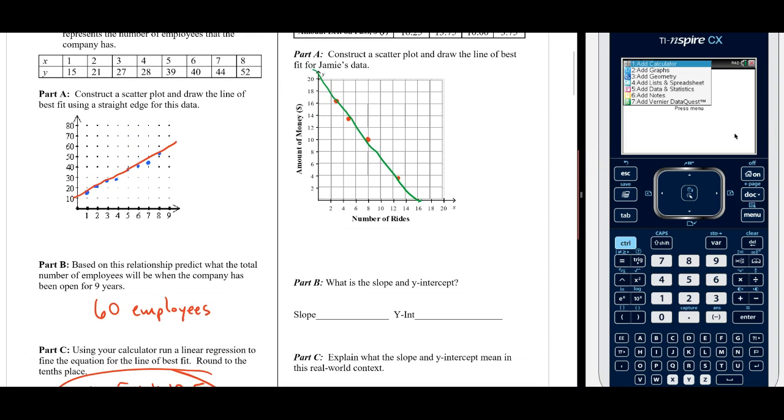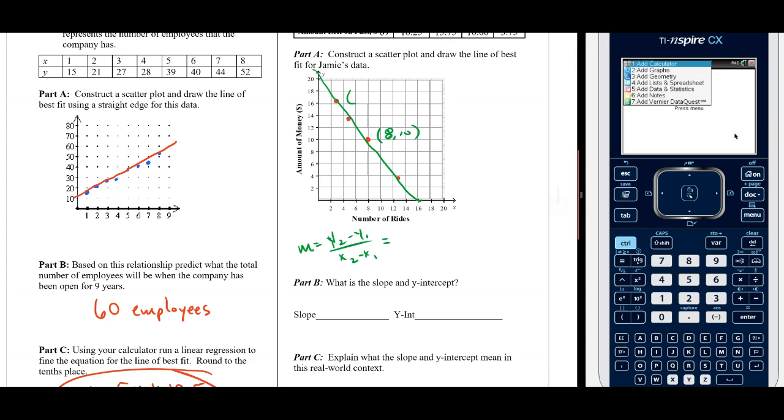What is the slope and y-intercept? Well, I'm not even going to use the calculator. The slope is y2 minus y1 over x2 minus x1. So what I can do is pick 2 points on that line and calculate the slope in between them. So if I pick 8, 10, and any other point, I'm going to pick this one.